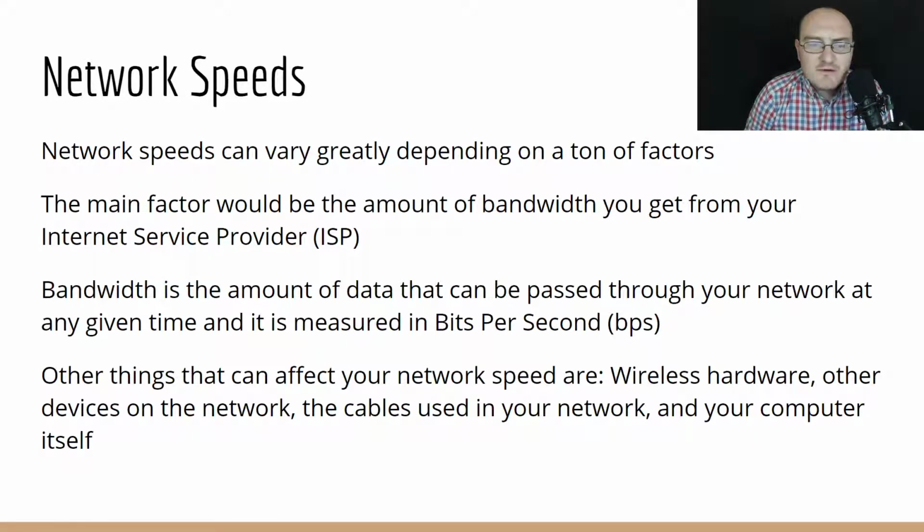Other things that can affect your network speeds are wireless hardware. Wireless tends to be slower than wired connections, although that is kind of changing. We're getting some really good wireless technology these days, especially 5G. Once 5G comes on, it's supposed to be just as fast as a wired connection, so that'll be great. Other devices on the network, maybe we have a lot of devices passing a lot of data, eating up a lot of that bandwidth. The cables that you use, maybe you're using improperly shielded cables or poorly constructed cables. Your computer itself, maybe your computer is just not connecting fast enough. Maybe the network card on your computer is kind of old and doesn't work very well. So there are a lot of things that can affect your network speeds.